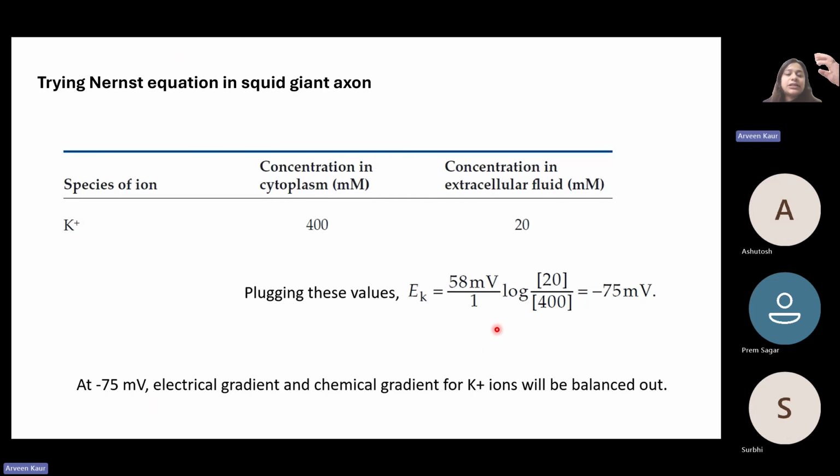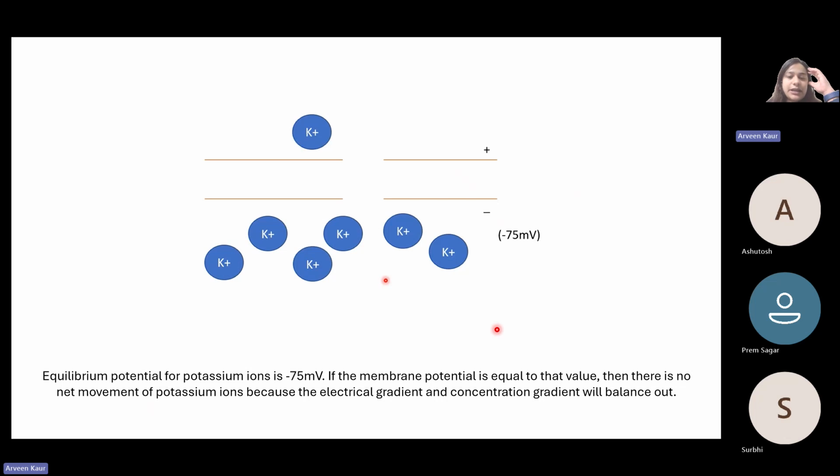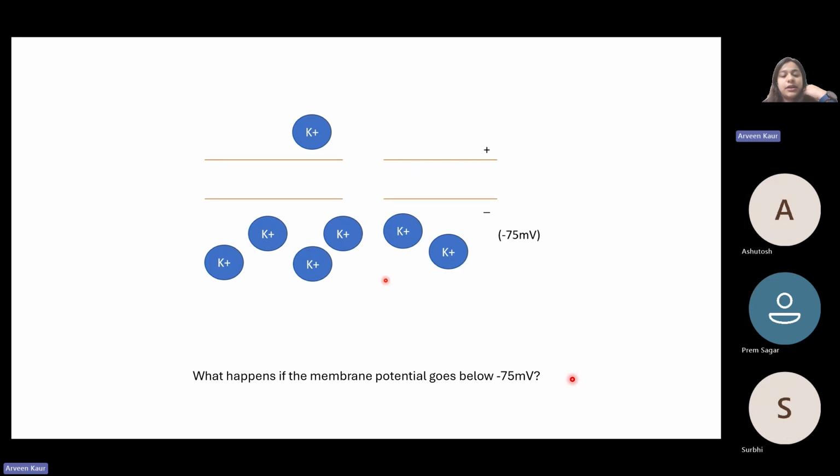Now let us also understand what this value is for sodium and chloride, other important ions, right? Okay, we'll eventually come to that. So the equilibrium potential for potassium is minus 75 millivolt. If the membrane potential is equal to that value, then there is no net movement of potassium ion, because the electrical gradient and concentration gradient will be balanced out, right?